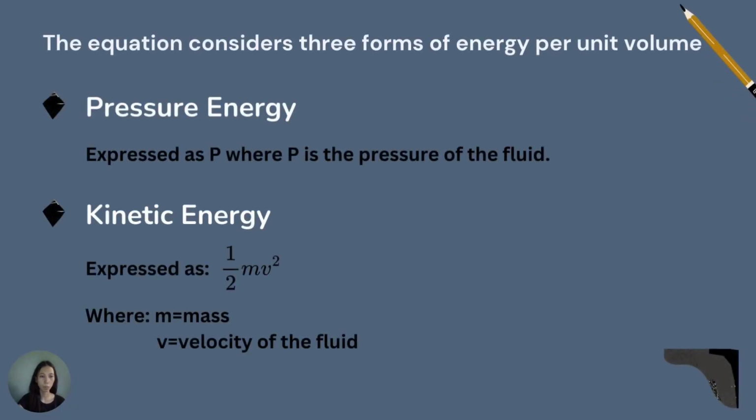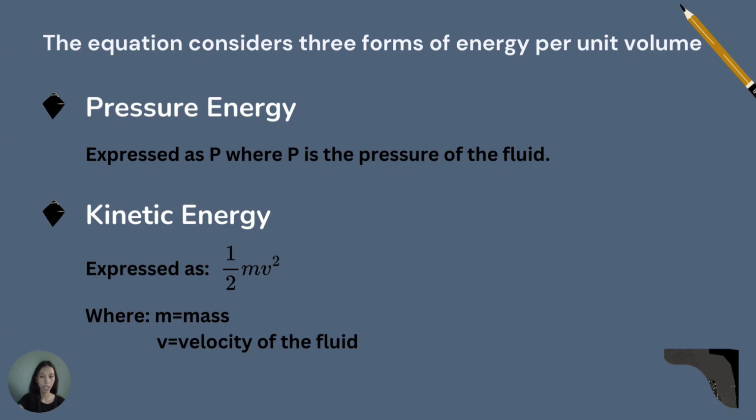So first is the pressure energy. Pressure energy is the energy stored in a fluid due to its pressure. It represents the potential energy per unit volume available due to fluid pressure. It can be likened to potential energy stored in a compressed spring. The higher the pressure, the more energy is stored in the fluid. It is expressed as P, where P is the pressure of the fluid.